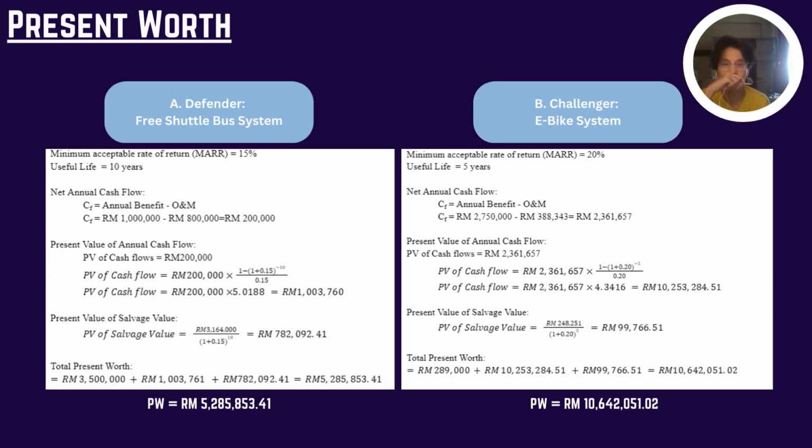We are going to calculate the present worth right now. And then what is a present worth? Present worth is a way of representing the current value of future cash flow based on the principle that money in the present is worth more than money in the future. So by using the assumption we made just now, we get the present worth for the free shuttle bus system to be 5,285,853.41. And then for the e-bike system, we get the present worth to be 10,642,051.02. So from the calculation, we can see that the e-bike system has more present worth, which means that it has a higher cash flow in the present.